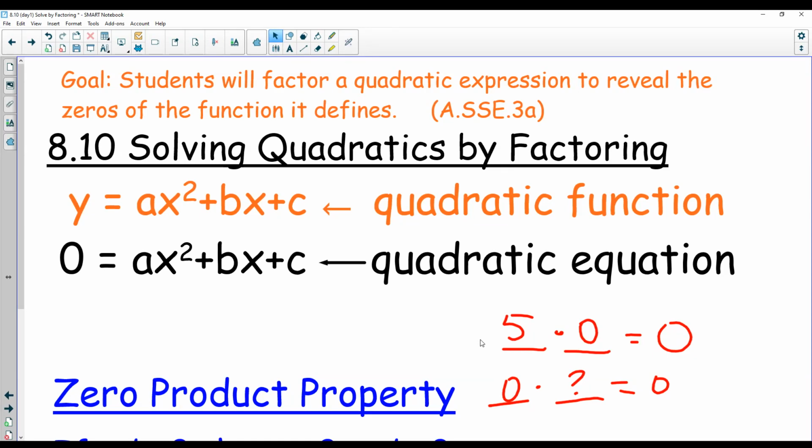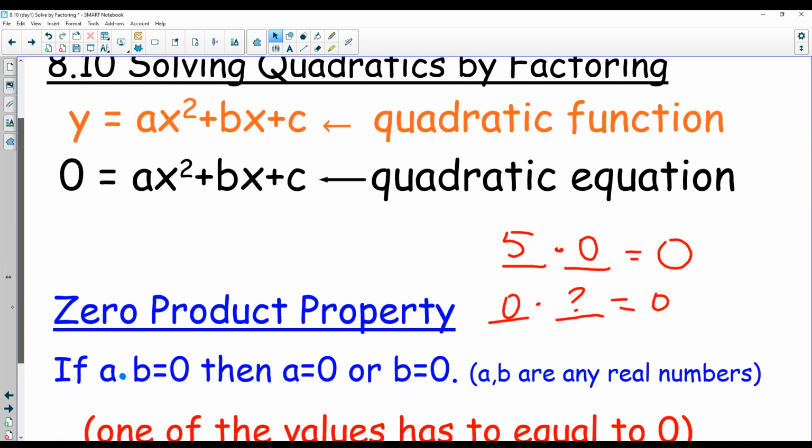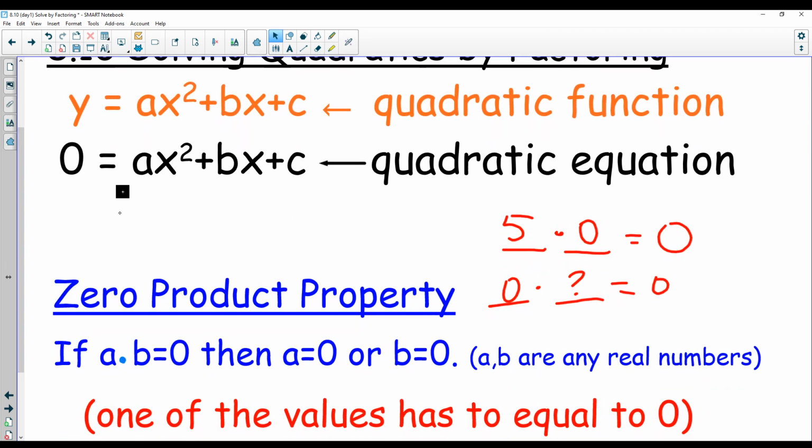Today we're going to use our factoring to solve the quadratic. So now we have an equation and we're going to look for solutions. If you take a look, we have quadratic functions, ax squared plus bx plus c, and quadratic equations here. The difference here is that this is a function because it's set equal to y. That actually means you have many solutions because you have all the xy points that are on the graph.